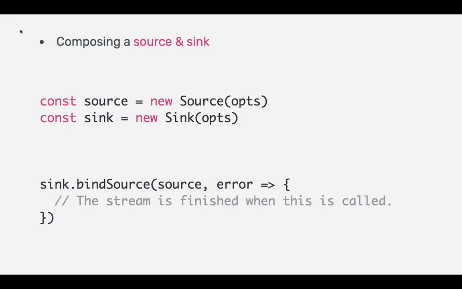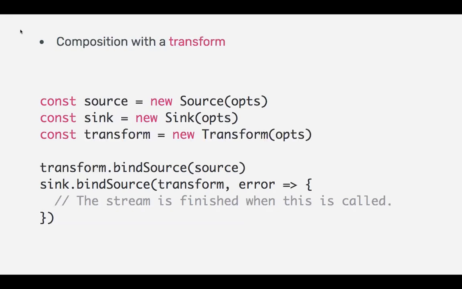Or to just change the binding mechanism. I left it rough like that because that is kind of it at its most simplest and raw, for discussion. And so if you want to put a transform in between, you have your transform bind to your source, and then your sync would then bind to that transform.